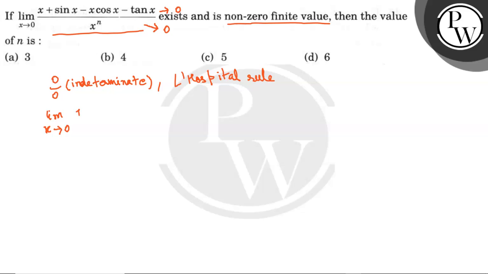So if you differentiate the numerator part, you will get 1 plus cos x minus cos x plus x sin x minus sec square x, divided by n x to the power n minus 1. So we are applying the power rule over here.